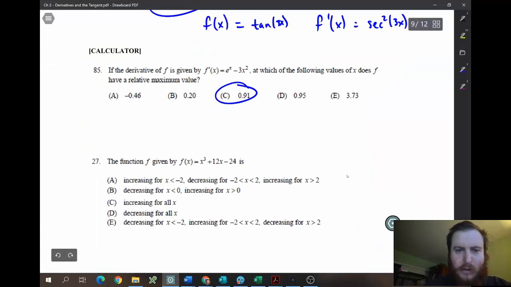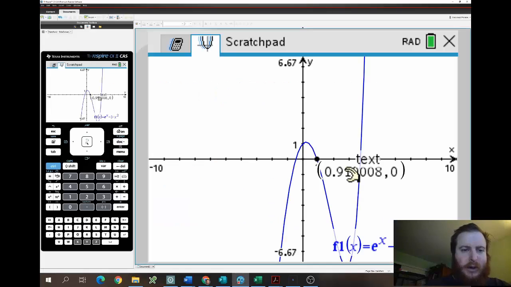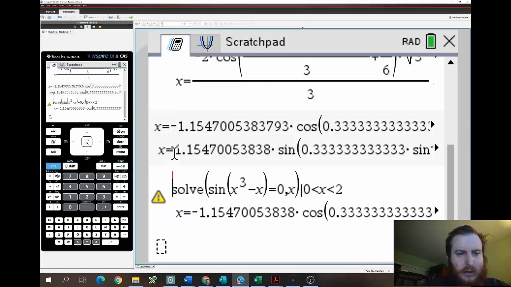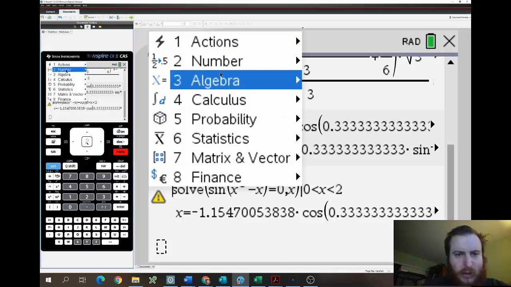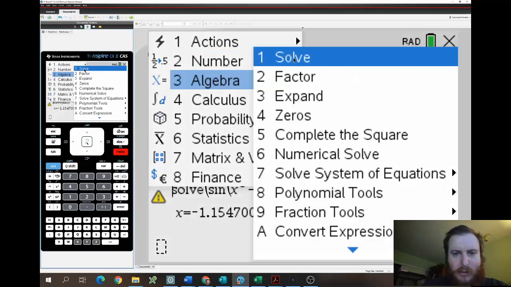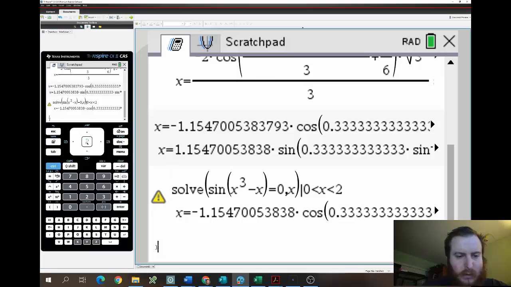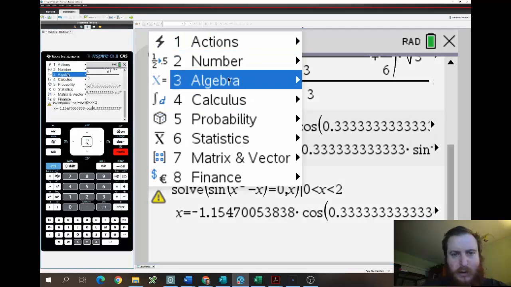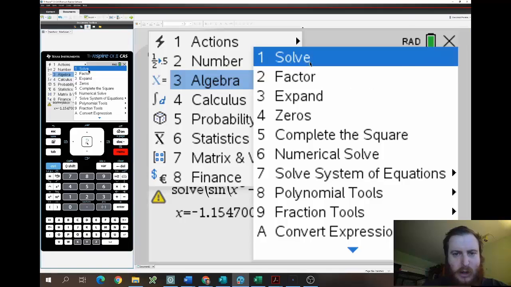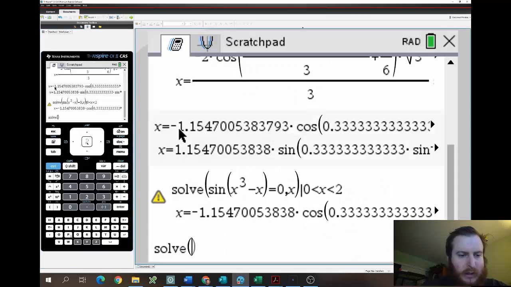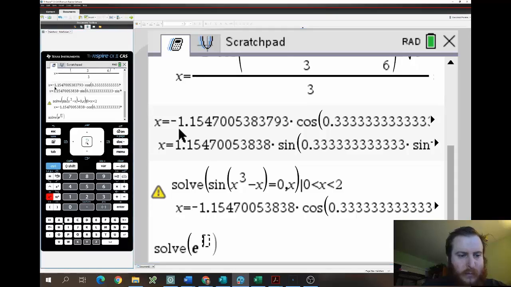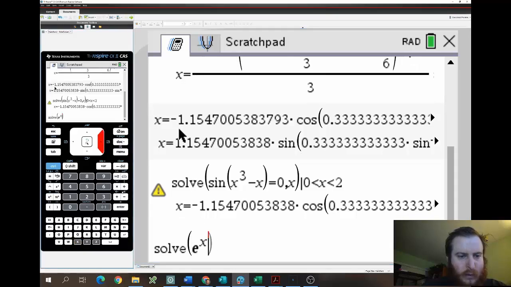So 0.91. Now, alternatively, I could have also done this with the solve button, and this is one where we could have used our solve button. So I could have gone to Menu, Algebra, Solve. And then we could have done that same e to the x minus 3x squared equals 0, comma x.